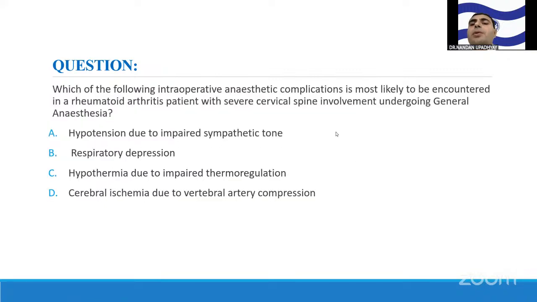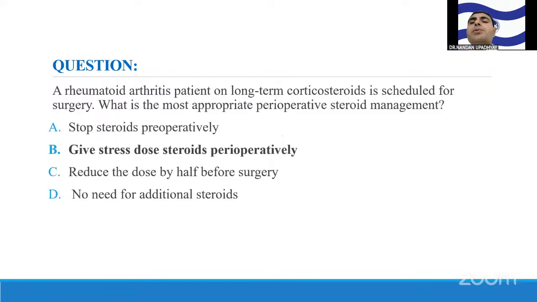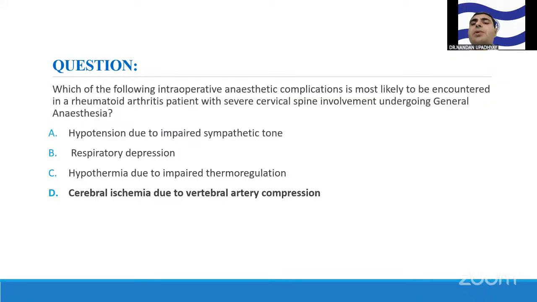Yes, most of the participants have given the right answer, not all. D is the right answer: cerebral ischemia due to vertebral artery compression. While giving general anesthesia to a patient of rheumatoid arthritis with severe cases, during the intubation we avoid hyperextension at the atlantoaxial joint. It will produce vertebral artery compression. The next question.